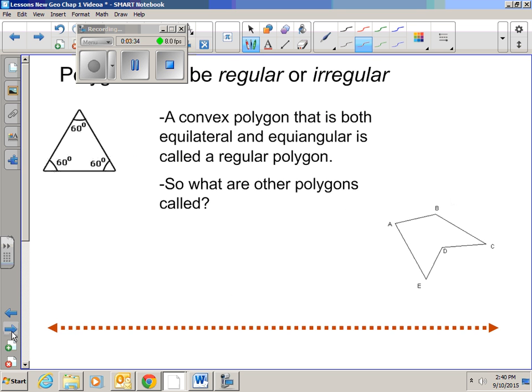A polygon can be regular or irregular. A regular polygon has all equal sides and all equal angles. And we know that the equal word in geometry is congruent. So a regular polygon has both equal sides, it's equilateral, and it has equal angles, which means it's equiangular. The other non-regular polygons are, of course, called irregular.